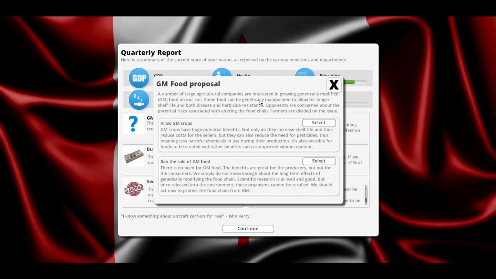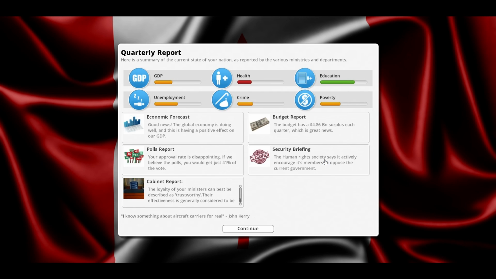Farmers are divided. Okay, so this is kind of one of those things where I'm just going to say no, because people do like having organic food. They don't want it genetically modified. I'm just going to read this. Benefits are great for producers, but not for consumers. We simply do not know enough about the long-term effects. Okay, so I'm going to select that. They're not going to get that from me.